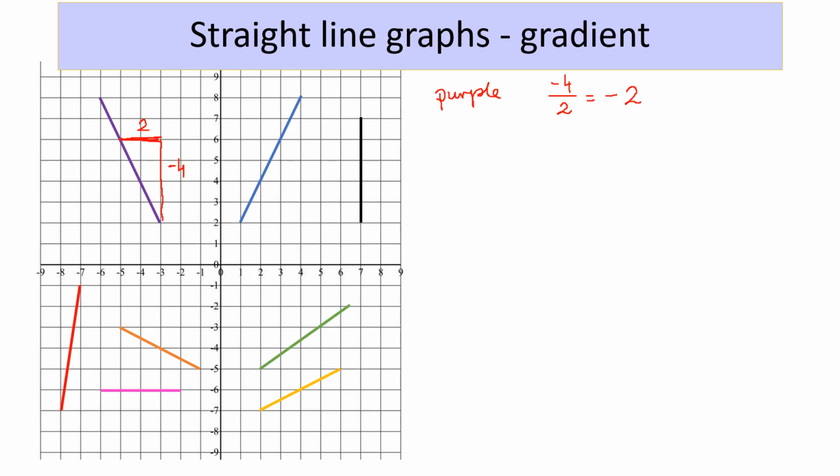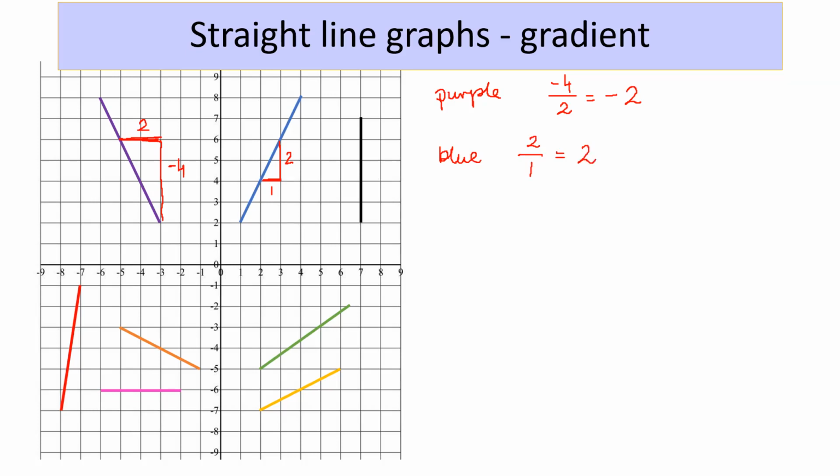Let's have a look at the blue line. This time I'm going to go only 1 across, and then I can see that I can go 2 up. So for the blue line, the change in y is 2, the change in x is 1. So 2 divided by 1 is 2.